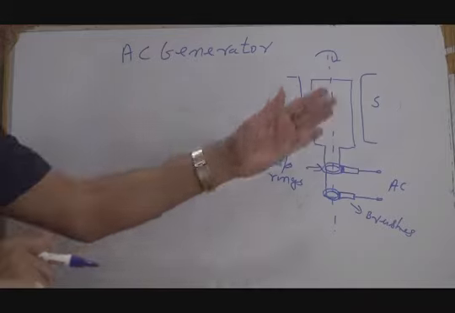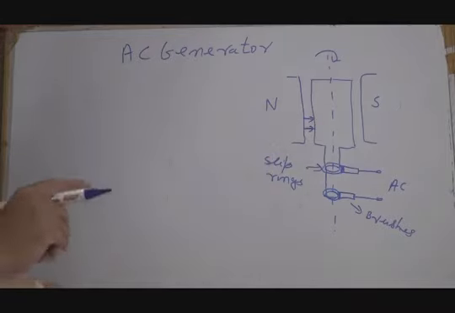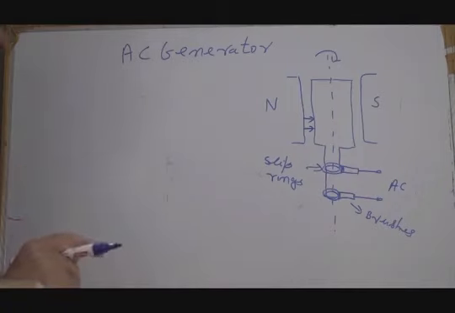Now this coil is coming in the upward direction. So due to the induced current, the force should be in the opposite direction according to Lenz's rule. Because what is Lenz's rule? The direction of the induced current will be such that it will oppose the cause which is producing it.